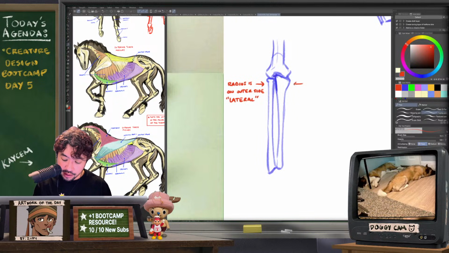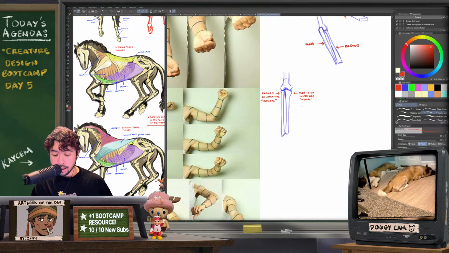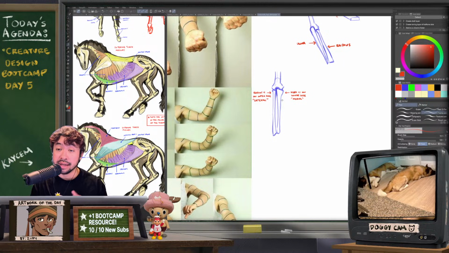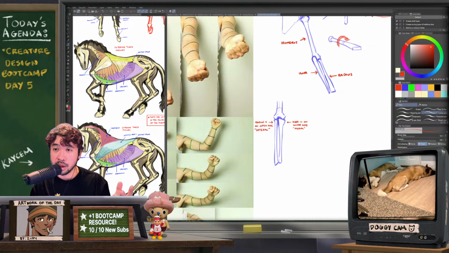And then the ulna here is on the inner side, right? Ulna is on the inner side. Okay, and this is, I think, medial. It's been a while since I've covered these terms. Okay, but radius is on the outer side, and then ulna is on the inner side relative to just the elbow. And this is not going to change, right?